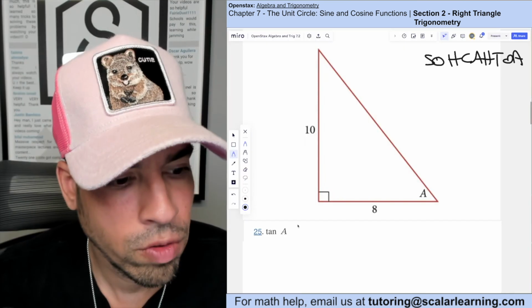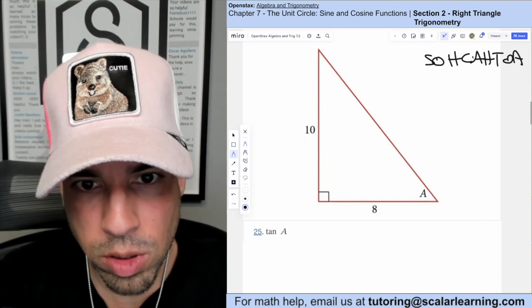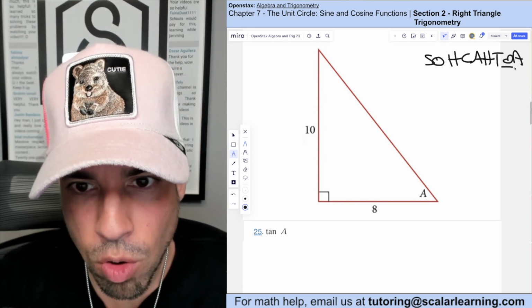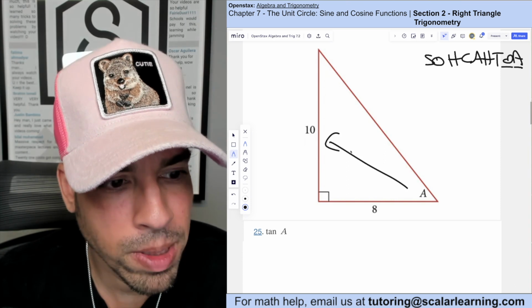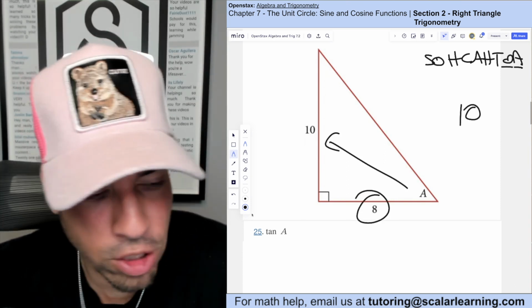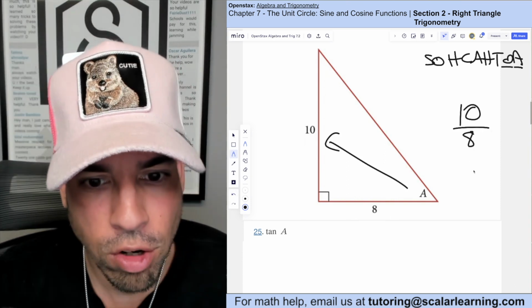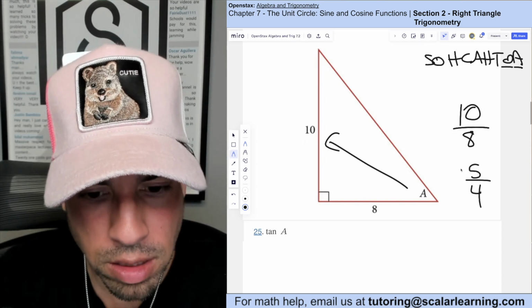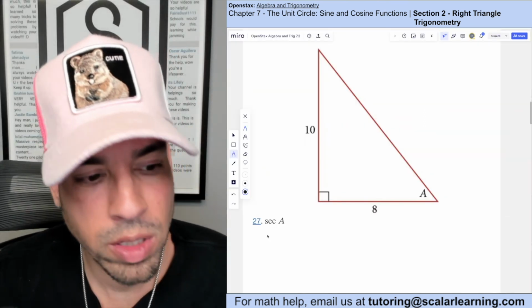Boom, done. So for this one, we're taking tangent of A, and with SOHCAHTOA, tangent is opposite over adjacent. So opposite is 10 over the adjacent leg, which is 8. 10 over 8 reduces to 5 over 4. That's how you do it. Done. So for this one, we're taking secant.